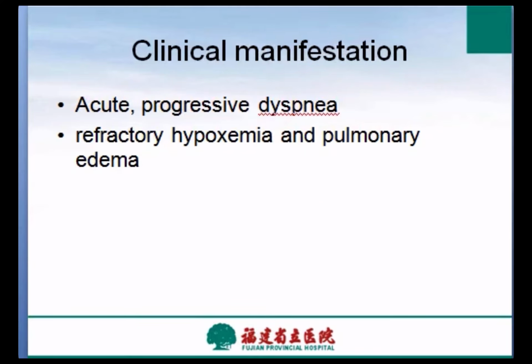Clinically, patients usually present with acute, progressive dyspnea, and with the development of the primary disease, the symptoms get worse. The symptoms cannot be relieved by oxygen alone. If not treated promptly and effectively, it will eventually develop into refractory hypoxemia and pulmonary edema.